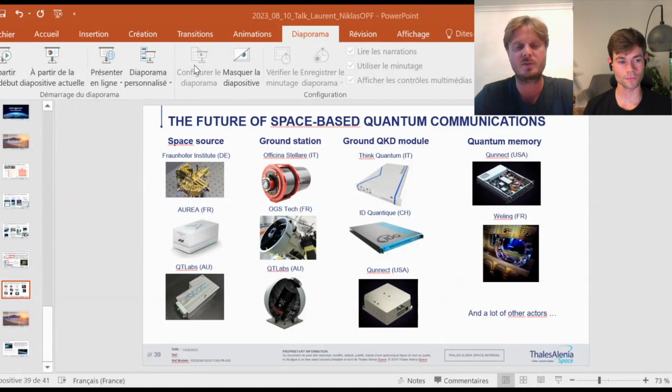And this is also the same for the ground station. The ground station is a telescope on the ground, and the telescope can follow the satellite. In Italy, Officina Stellare is developing such terminals. In France, we have OGS Tech, and we are working with them also in TQuants. And QT Labs is developing a prototype of a compact telescope.